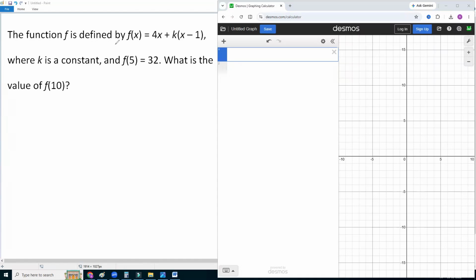The function f is defined by f(x) = 4x + k(x - 1), where k is a constant, and f(5) = 32. What is the value of f(10)? In the given function f(x), we have to find the value of f(10).